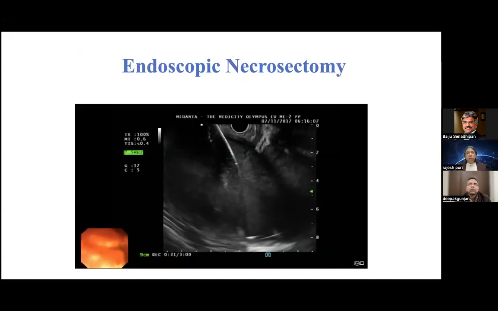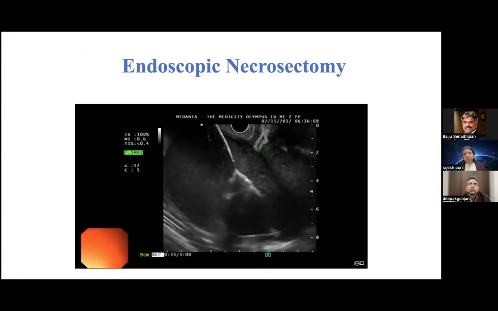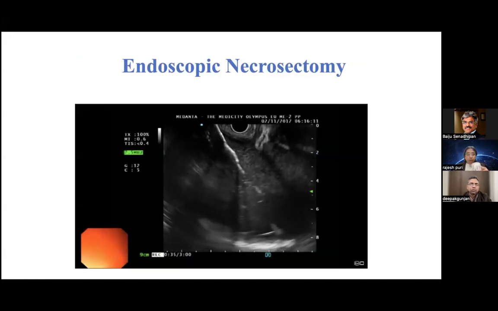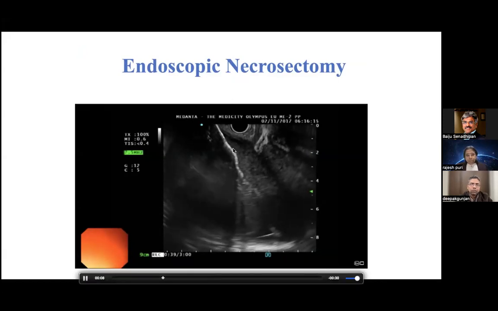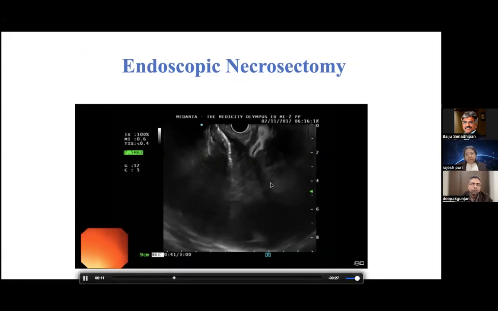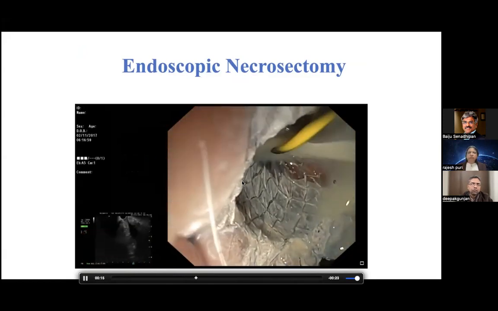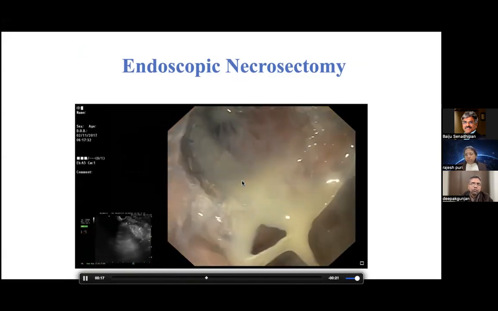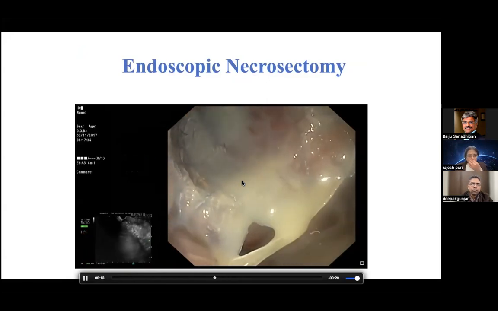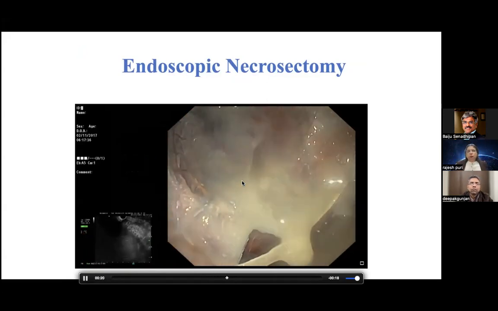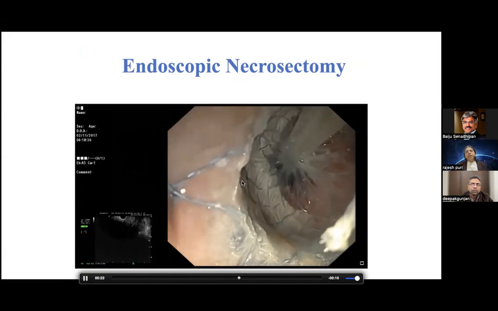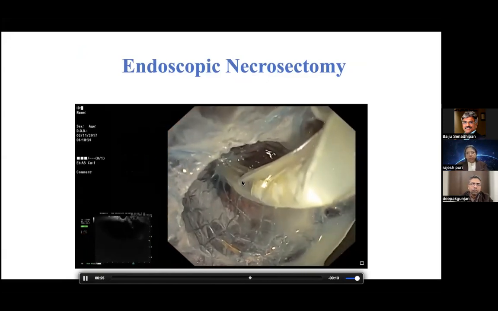So endoscopic drainage, I think, is very simple. For those who are doing it, it is going to take 10 minutes. This is the metal stent we are placing. This is the large collection. And it's going to take 5 to 10 minutes. So in around 40% of patients, the simple drainage is sufficient. You don't require to do the necrosectomy.